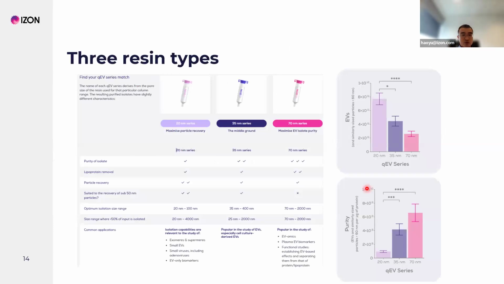Our QEV columns have 3 types of resin. Each column loading volume has 3 types of resin. You can see there is 20 nanometer resin, 35 nanometer resin, and 70 nanometer resin. Different types of resin are used for different purposes.